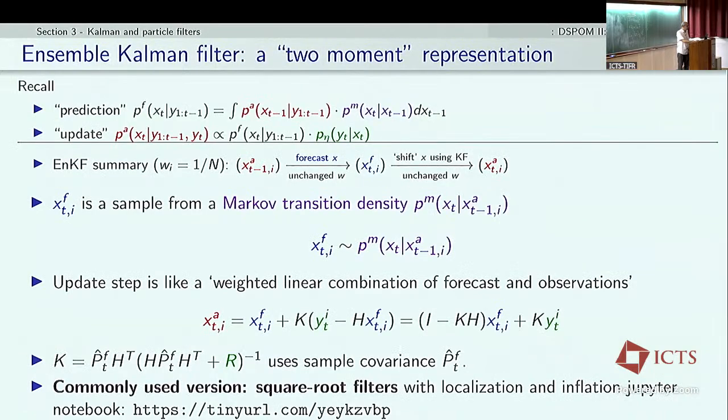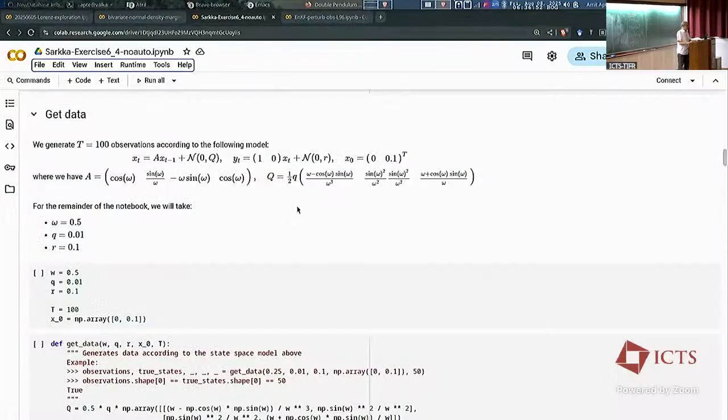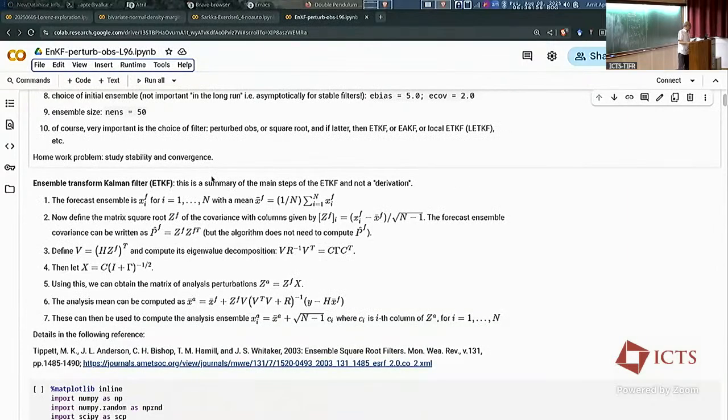Okay, so should we go to, in the last 10-15 minutes, and I'll show you what works and how it works in practice. Where is it? The ensemble convention notebook. Okay, so this is what it contains. Let me explain this part a little bit, and then I will show it. As I mentioned, these are what are called square root filters.